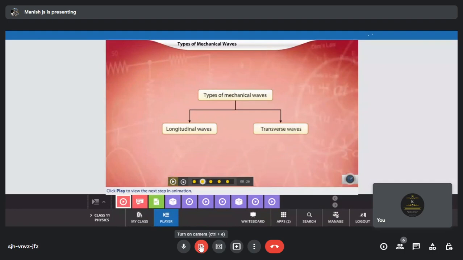So whichever waves require a medium for their propagation, you call them longitudinal, whereas the waves which don't require a medium for propagation are transverse. So that's the basic idea. So among transverse waves, all electromagnetic waves you can call transverse waves. Okay, so that is the difference. Sorry, we'll move on.